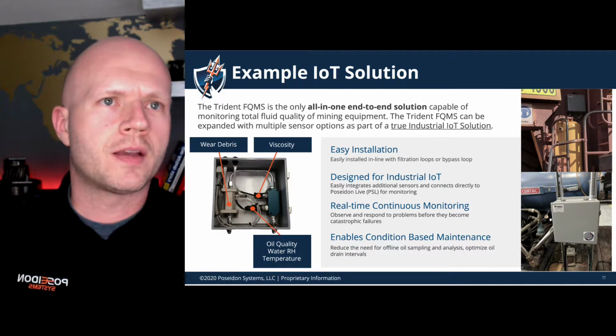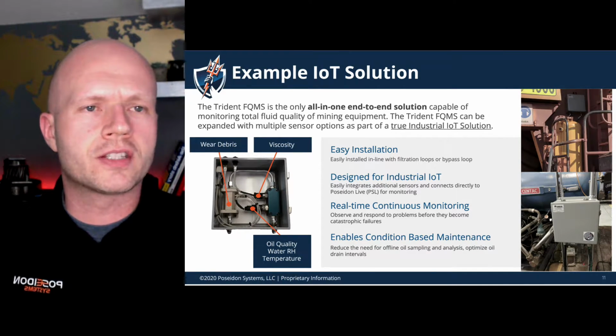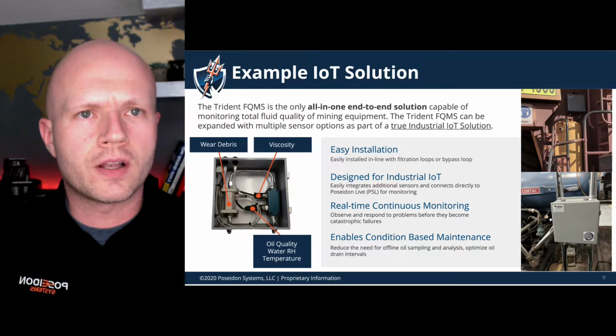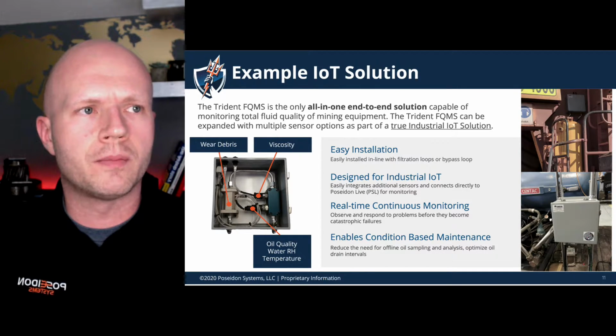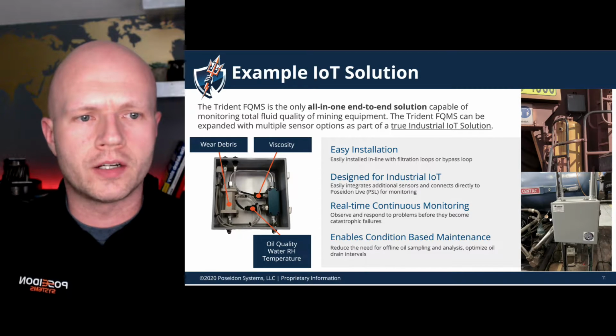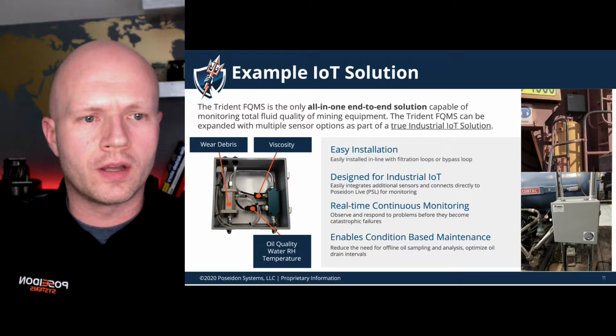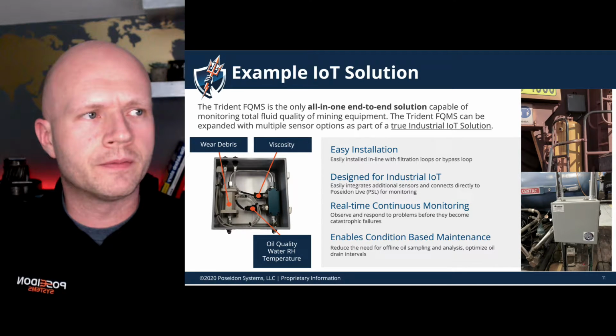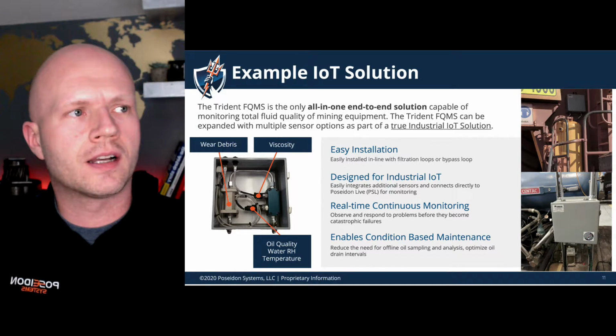So I want to give you an example of what one of these solutions may look like. This is ours. We call it the FQMS, the Fluid Quality Monitoring System. You can see that it comes with several sensors: a wear debris sensor, viscometer, oil quality, including direct output of water, relative humidity from the oil, and temperature of the fluid. And on the right-hand side, you can see a couple of examples.